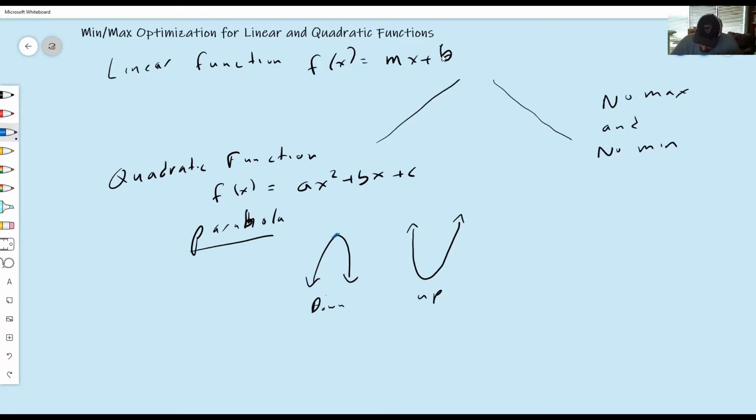Now, if you open down right here at the top, you have a maximum point. If you open up right here at the bottom, the minimum point. And as discussed when you graphed parabolas, you can tell whether a parabola opens up or down by the a right here. If a is less than 0, then you're going to open down, so you're going to have a maximum. If a is greater than 0, you're going to have a minimum.